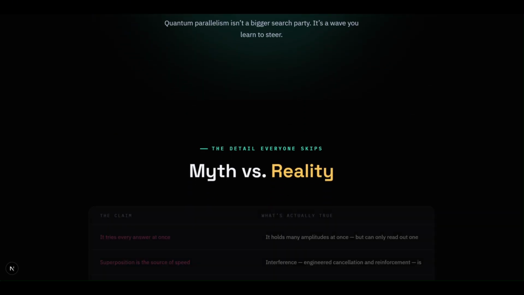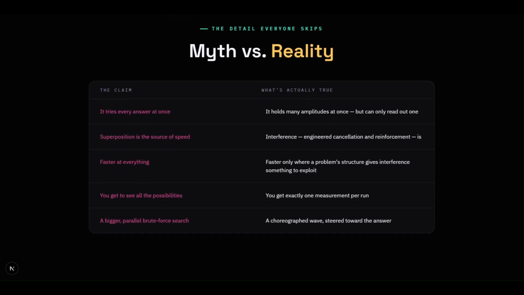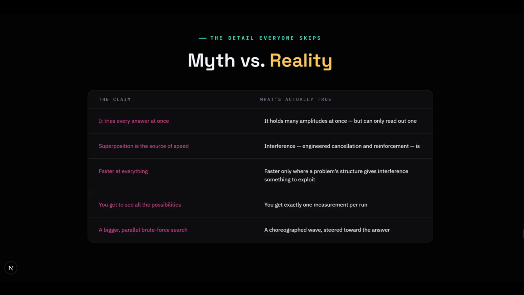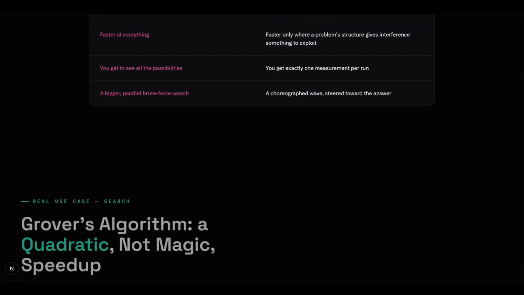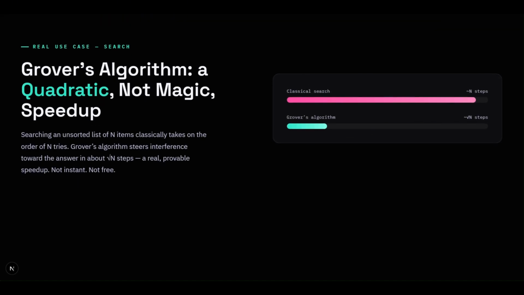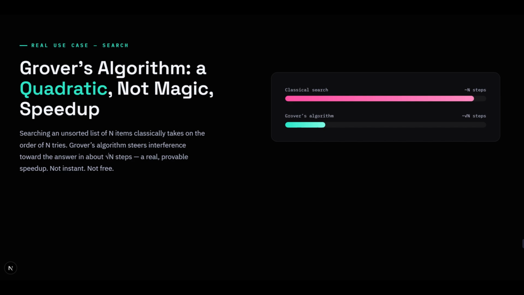Put side by side, the gap is clear. It's not that a quantum computer sees every possibility. It's that it can only ever read out one. It's not faster at everything, only where a problem's structure gives interference something to grab onto. Take search. Scanning an unsorted list classically takes roughly n tries. Grover's algorithm steers interference toward the answer in about the square root of n steps. A real, provable speedup. Not instant, not magic, but genuinely faster.